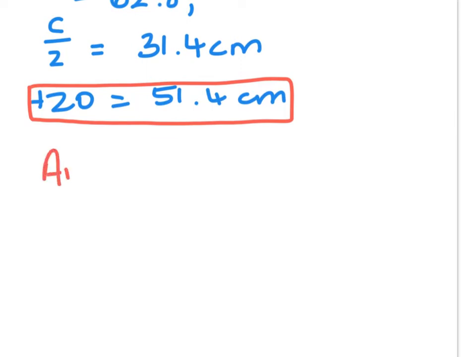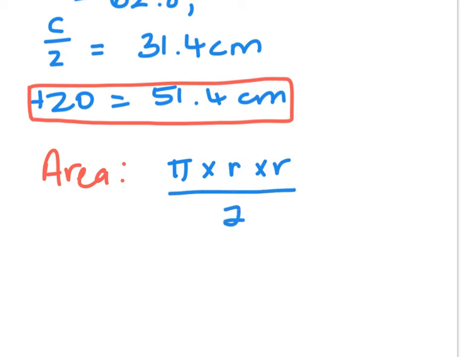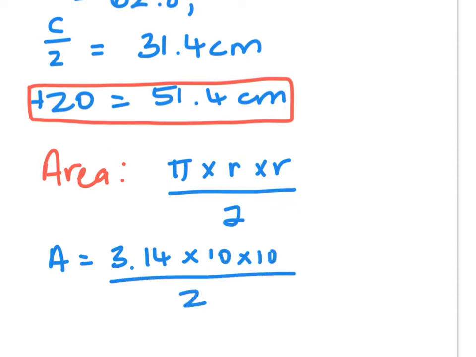So area is equal to pi times r times r. That would be the area of the full circle, and then we divide it by 2. So that means the area is equal to 3.14 times 10 times 10 divided by 2. If you type that into a calculator, it's going to give you 157 centimeters squared. That's the area.